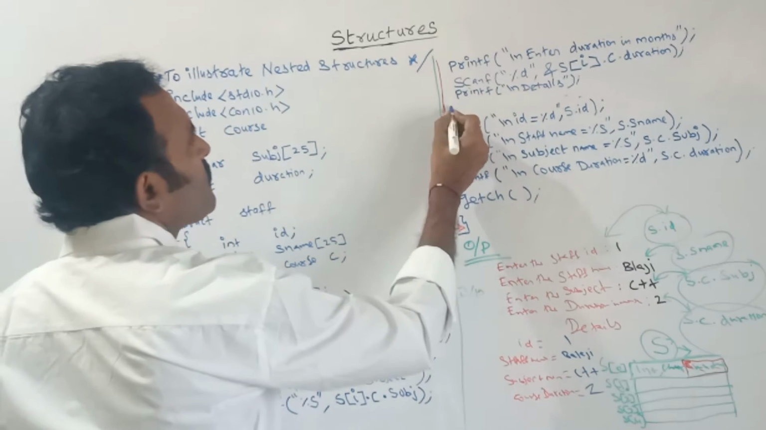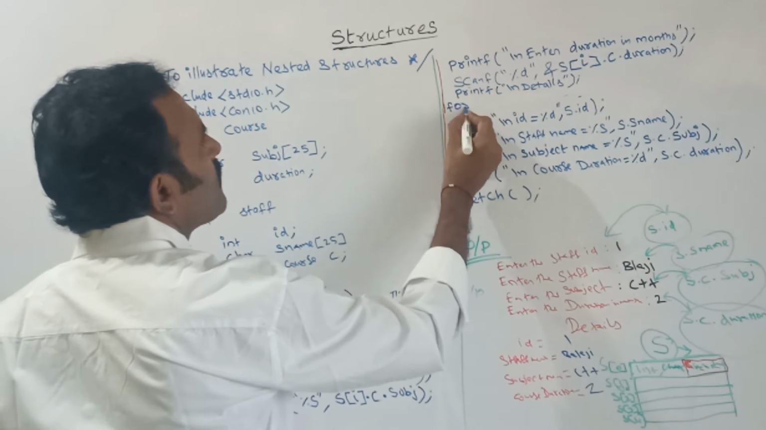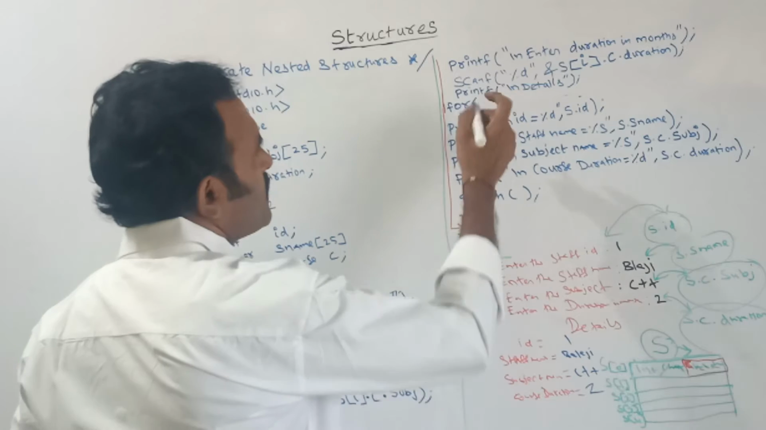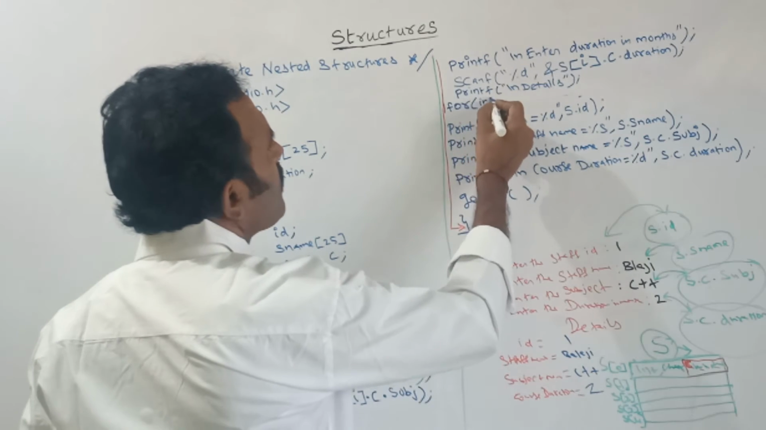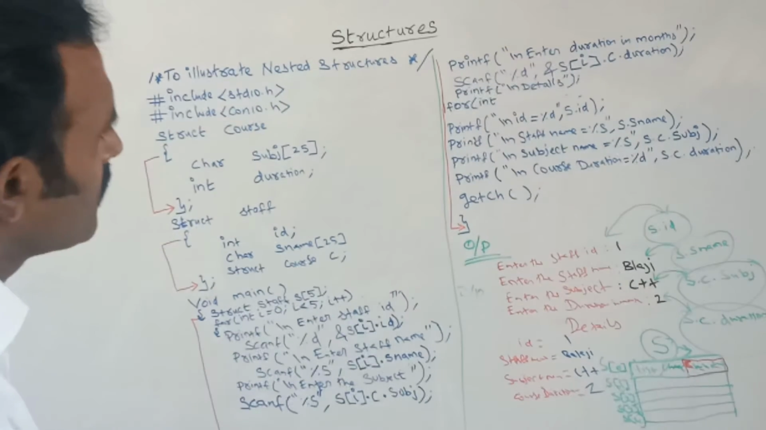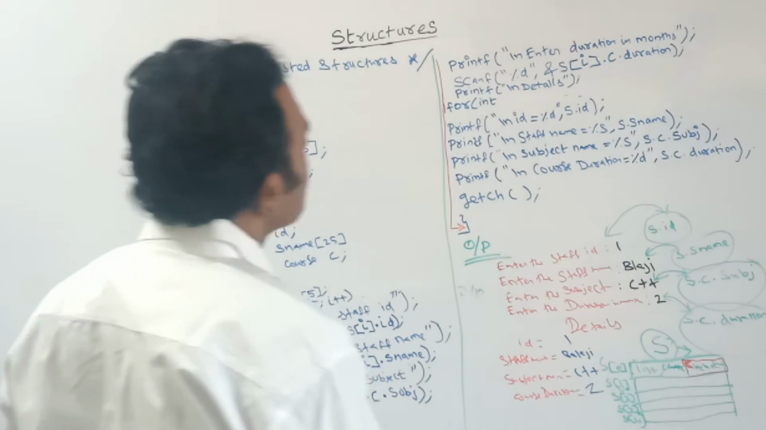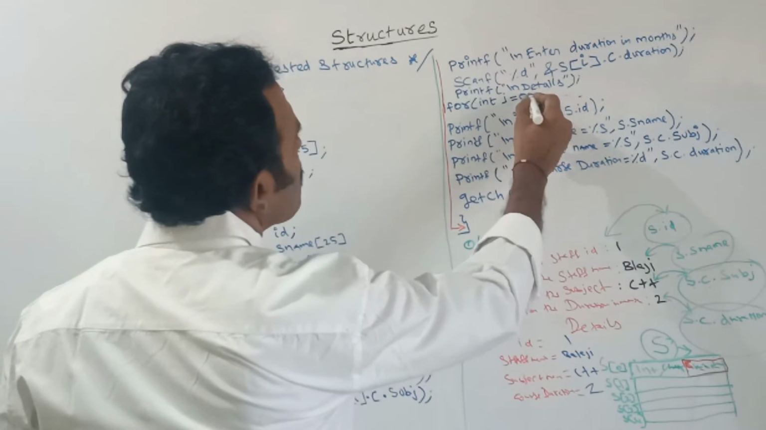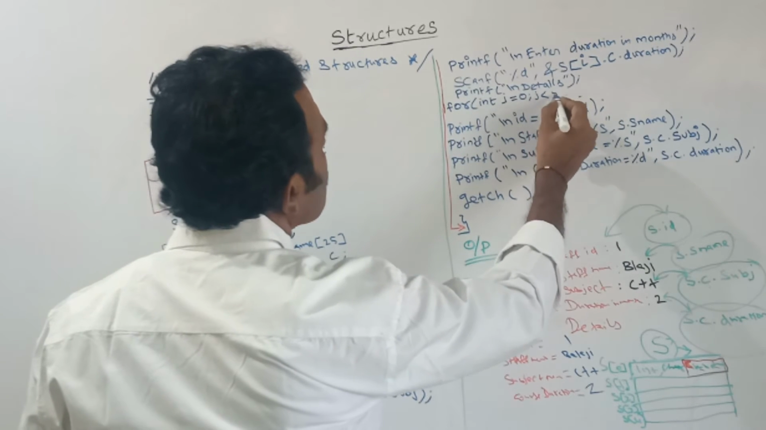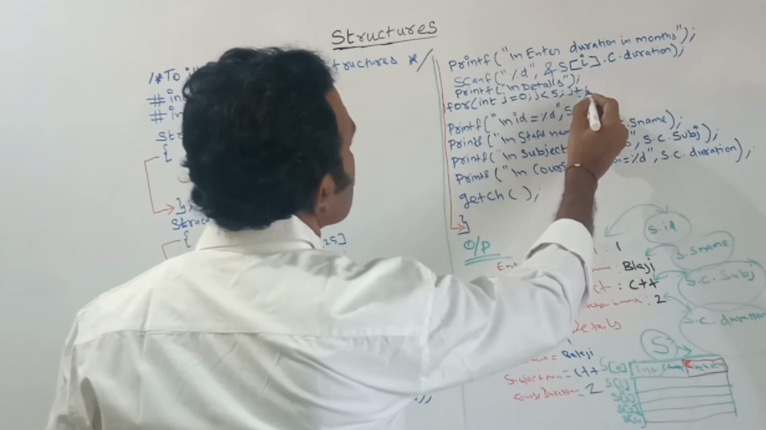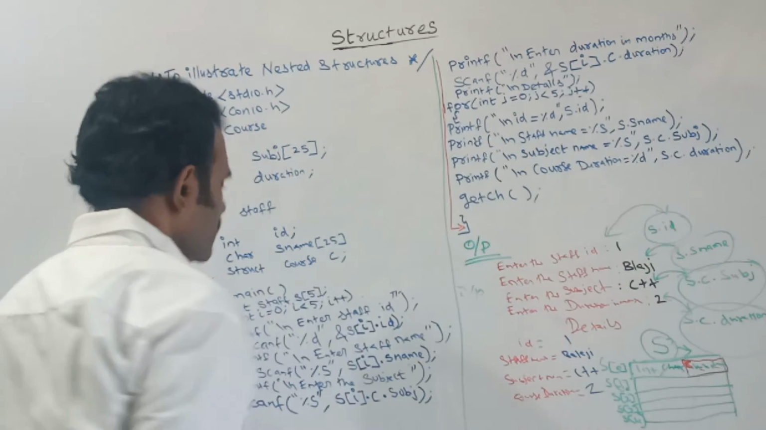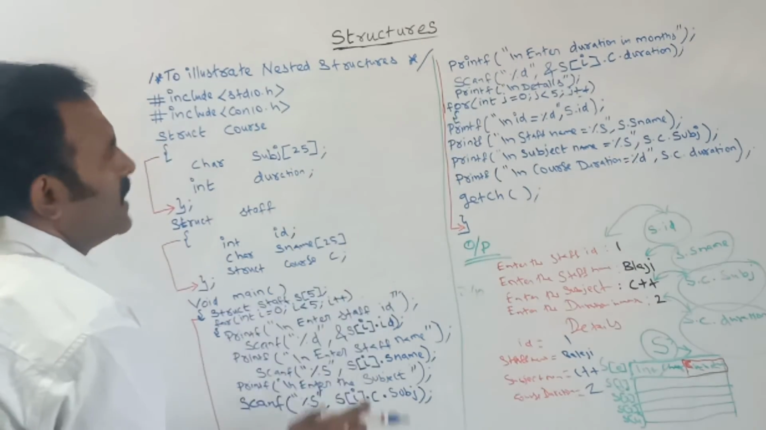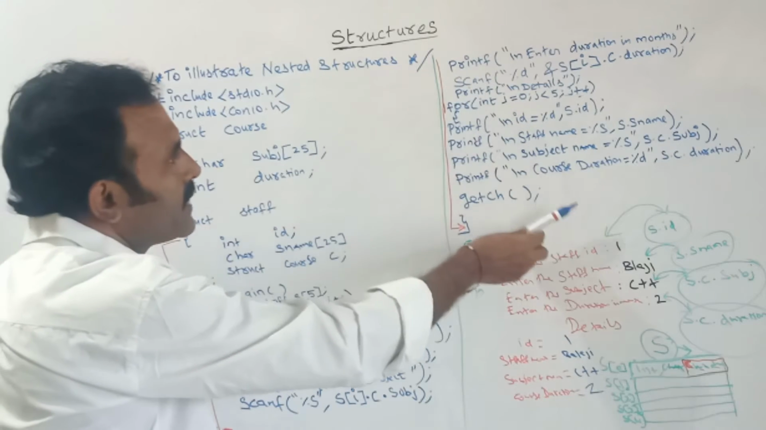Next, here I am using one for loop for displaying the data inside the structure members. Here one thing, for printing the output I have created one for loop. See, this for loop is used for printing the output.